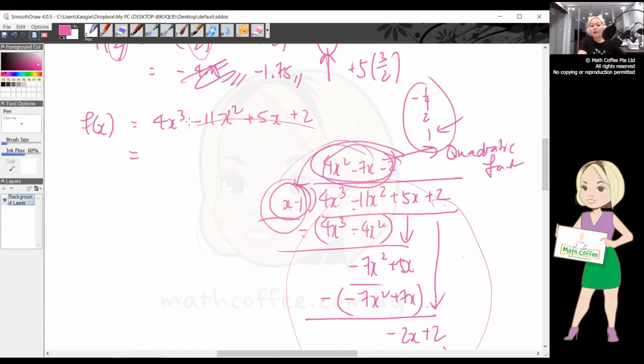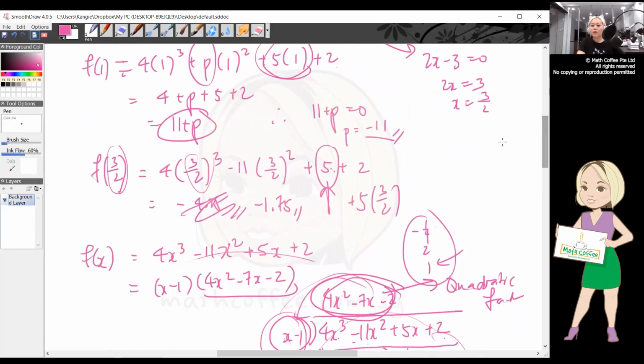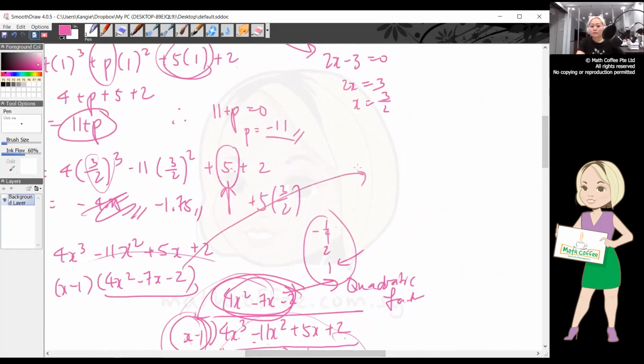So I know that now when I factorize, I have x minus 1. I can write this as 4x squared minus 7x minus 2. And this one, to factorize, you actually use the cross method. So put here 4x squared, minus 2, minus 7x. I know that this will be the next 2, right? So one of them will be 4. So I know this will be 4x and x. And since this is 1, that means I know this is 1 and 2.